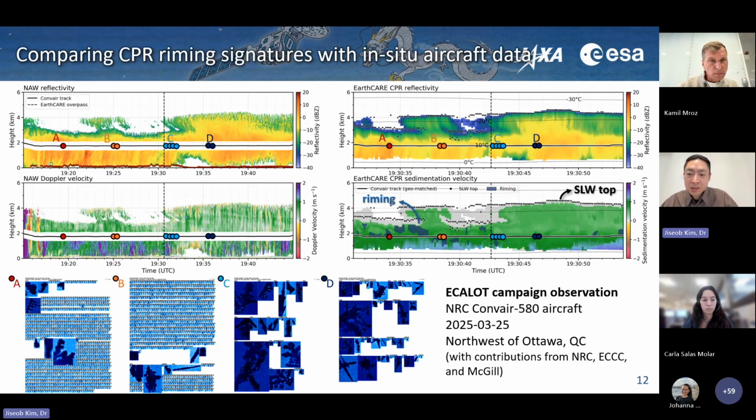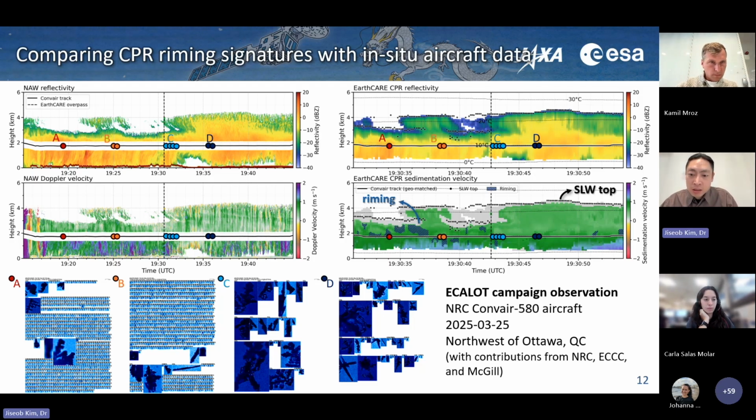What makes this case really interesting is that to the left of the overpass point, the cloud is mostly mixed phase cloud, but to the right, it becomes mostly ice phase. We know this from the aircraft liquid water content measurement, but I didn't include them in this slide though.